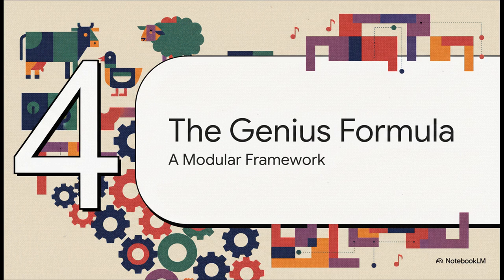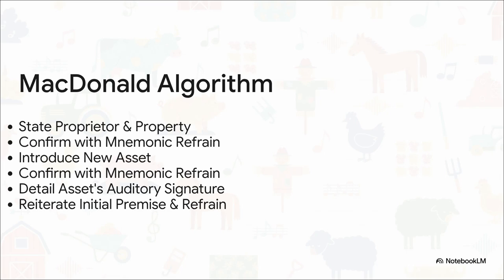It is a perfectly designed, completely modular framework. We can call this the MacDonald narrative algorithm. It's a 6-step process, and it's infinitely repeatable. Think about it. You state the premise, you confirm it, you introduce a new variable, a new asset, and you confirm that. Then you give detailed data on that asset's key characteristic. And finally, you circle back and restate the original premise to close the loop. This structure means you can expand it forever. You can just slot in a pig, a duck, a chicken. The algorithm's stable, and it just keeps working.